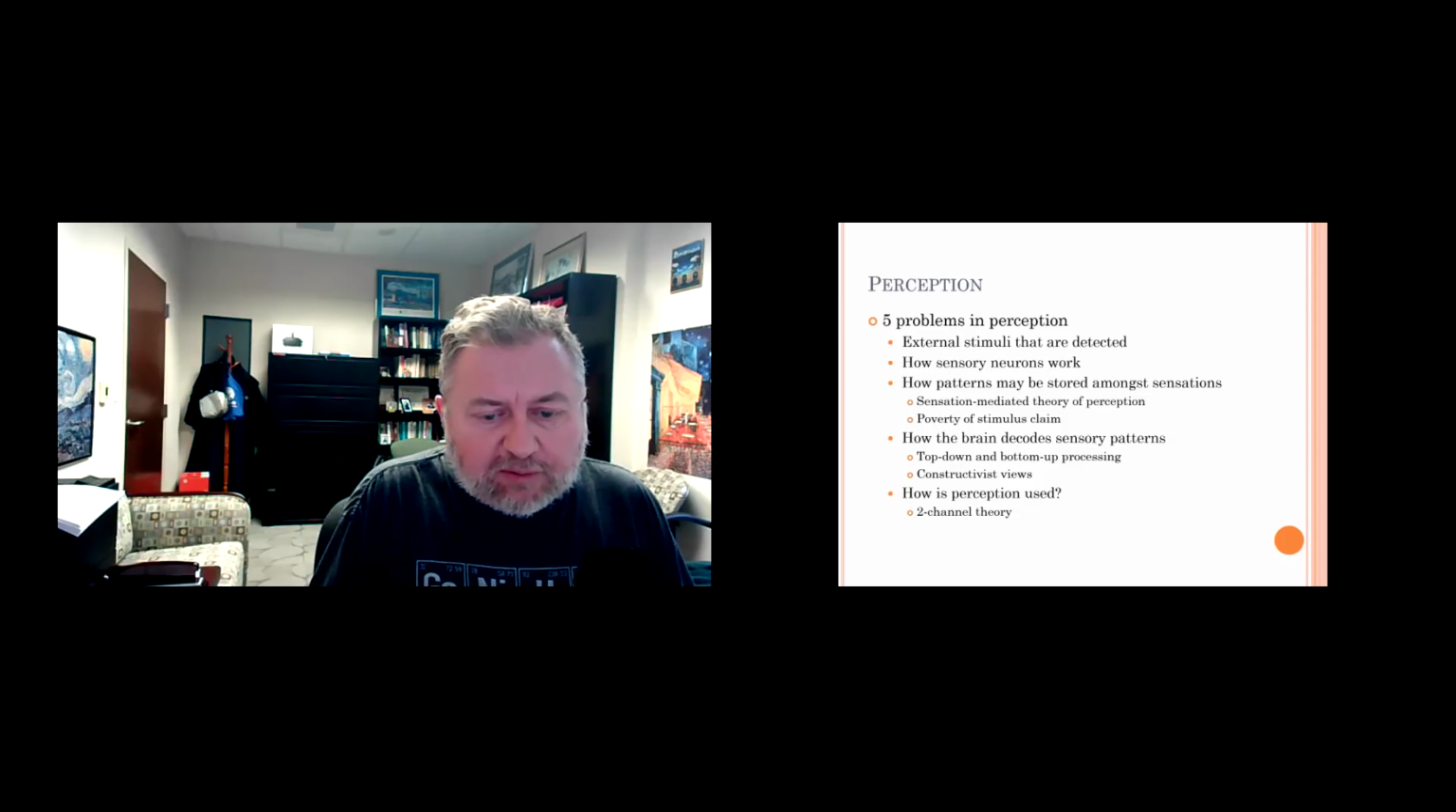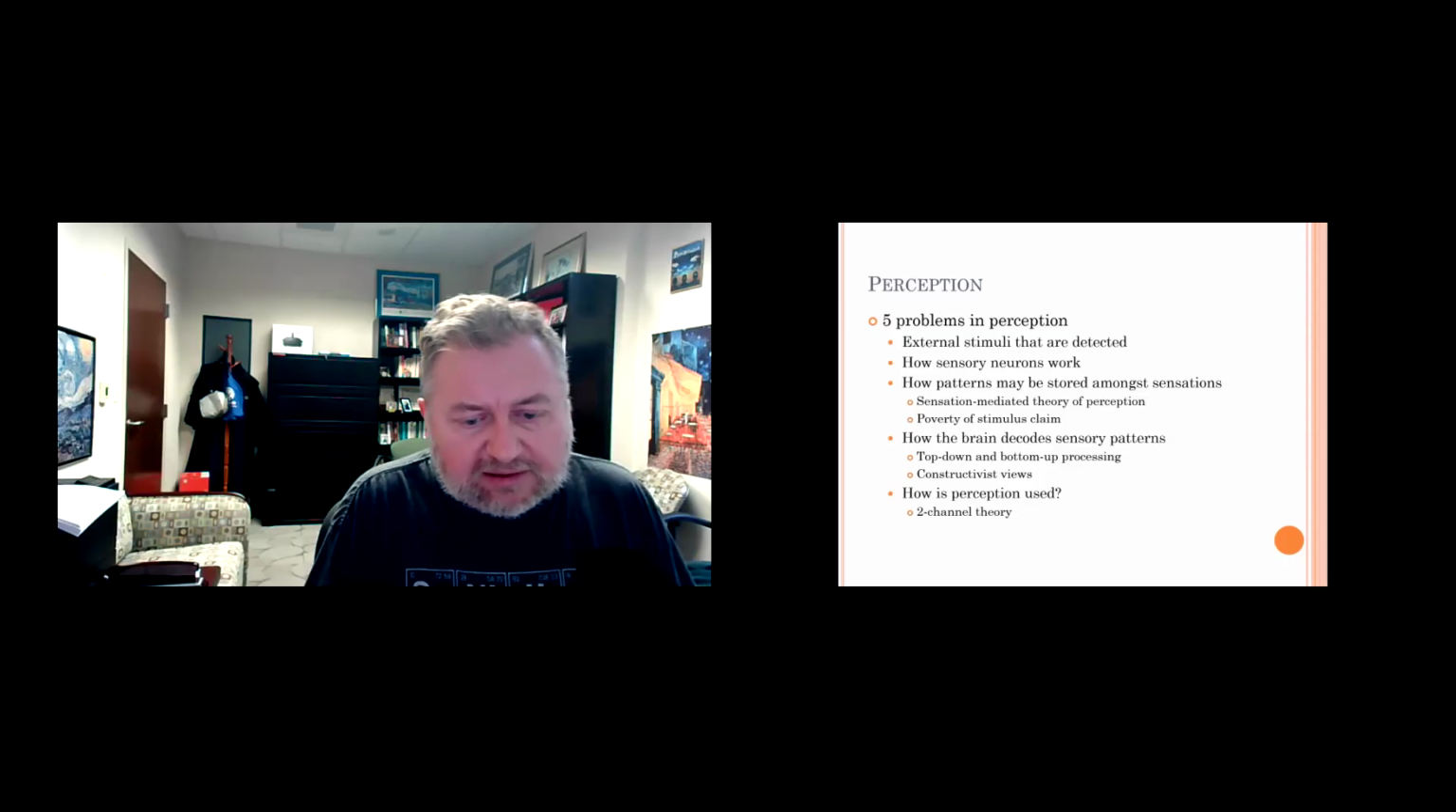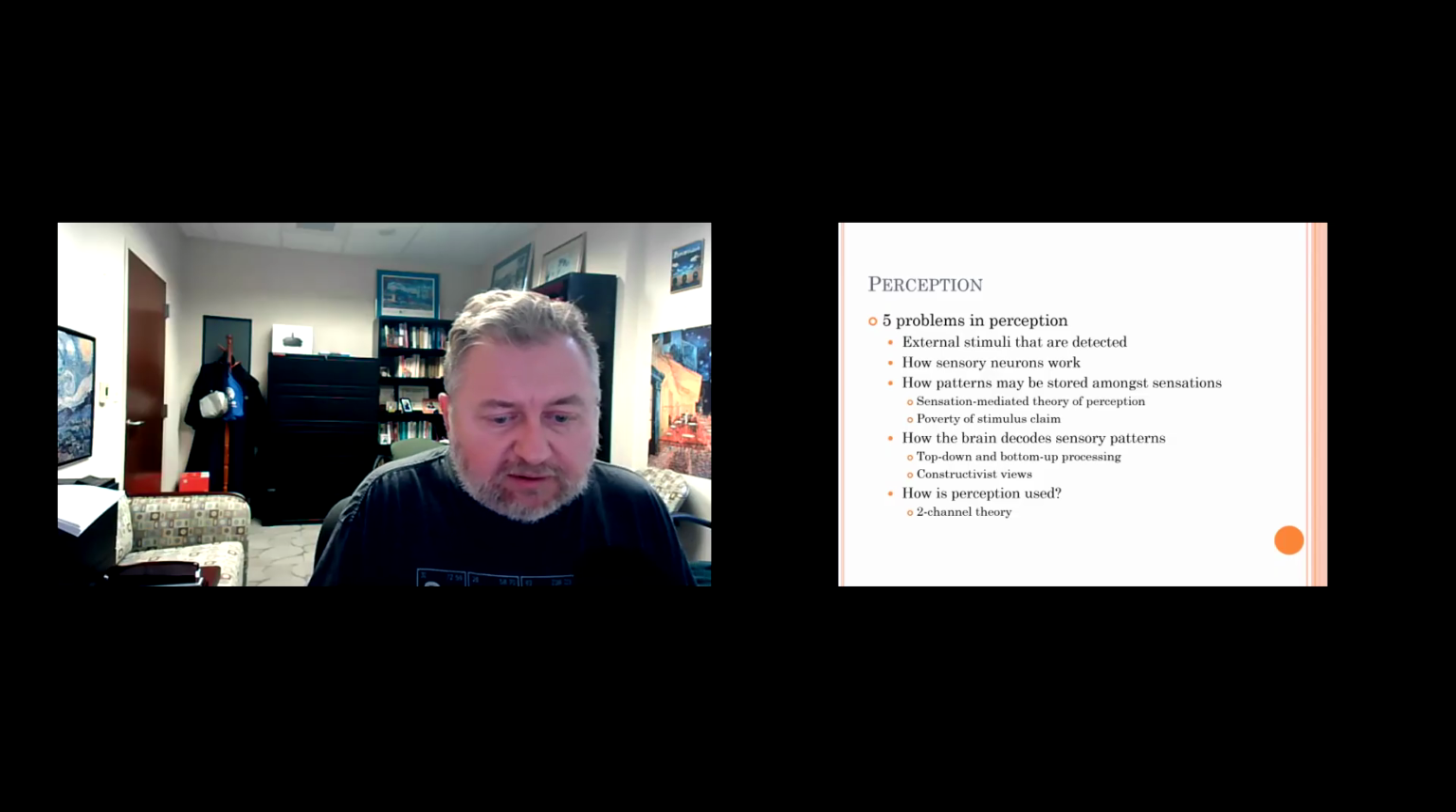And last up, we talked about how perception is used. So here we got into things like Gibson's direct perception theory, which focuses on perception and action and the importance of how perception works for the control of action.